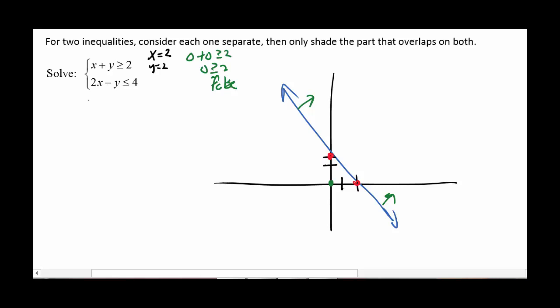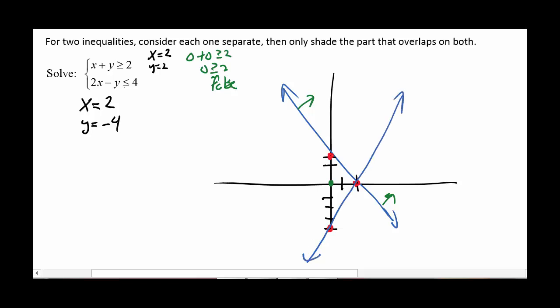So we'll do the cover-up trick again. So here if I put 0 in for y, I get 2x equals 4, so x should be 2. And here I get y is equal to negative 4. So going over to my graph, I get x is 2, and then I get y is negative 4, so 1, 2, 3, 4 down there. And this one is solid as well.